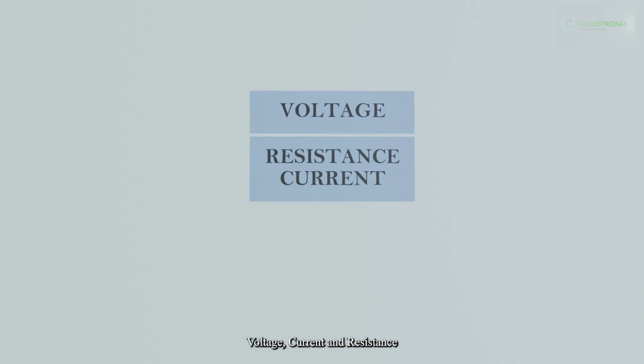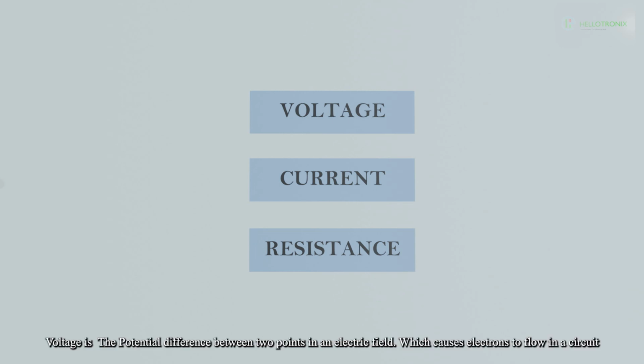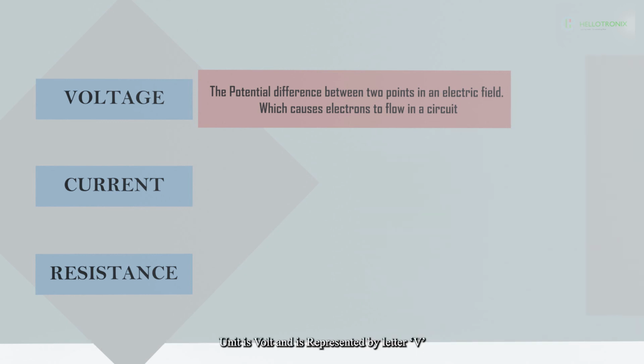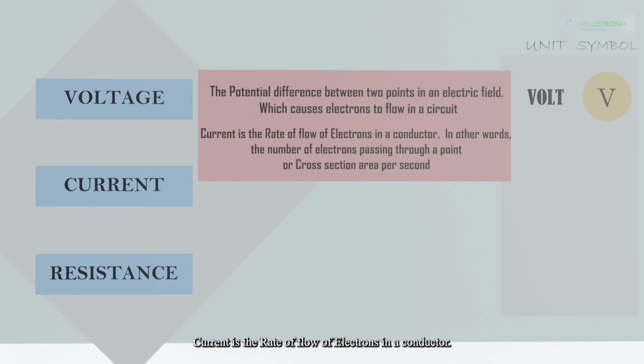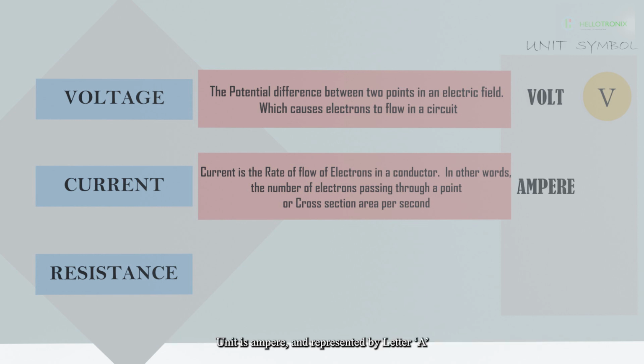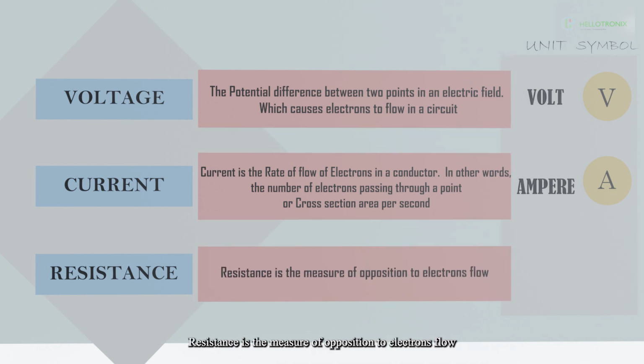So, in this tutorial, we have learned three important terms of electricity: voltage, current, and resistance. Voltage is the potential difference between 2 points in an electric field, which causes electrons to flow in a circuit. Unit is volt and represented by letter V. Current is the rate of flow of electrons in a conductor. In other words, the number of electrons passing through a point or cross-section area per second. Unit is ampere and represented by letter A. Resistance is the measure of opposition to electron flow. Unit is ohm and represented by symbol omega.